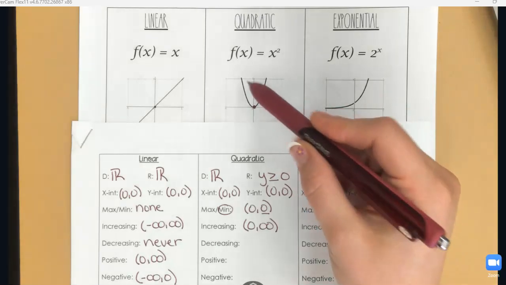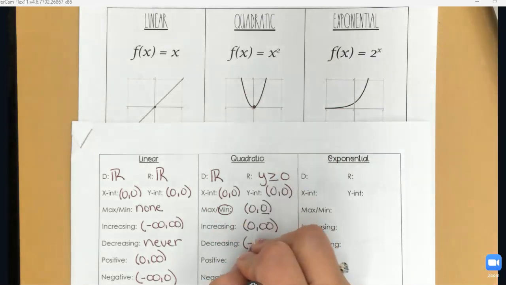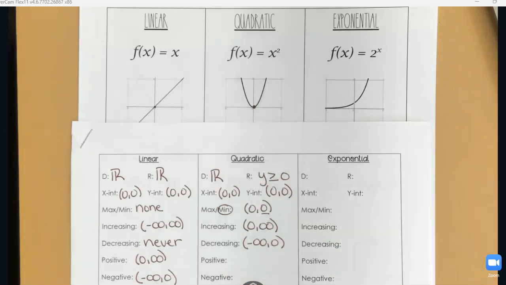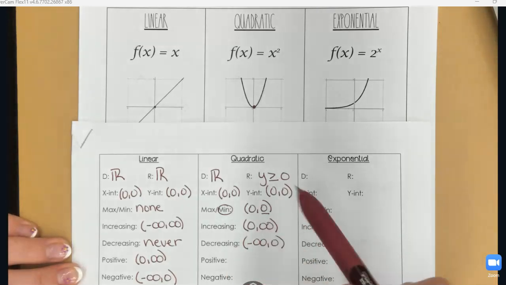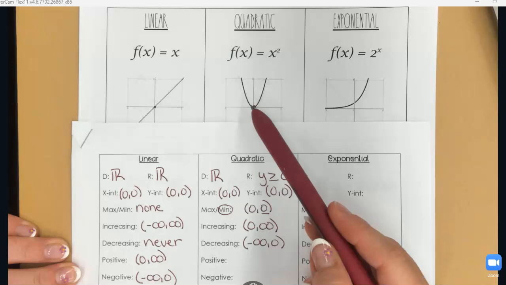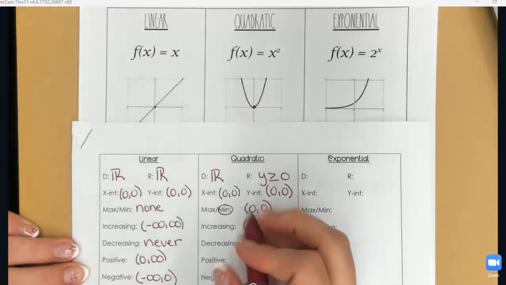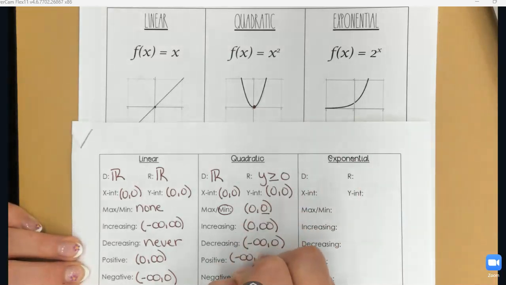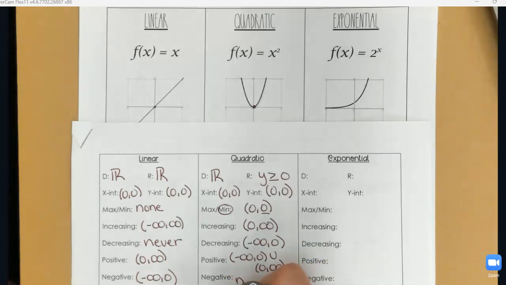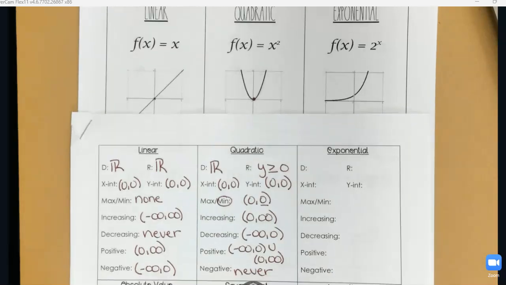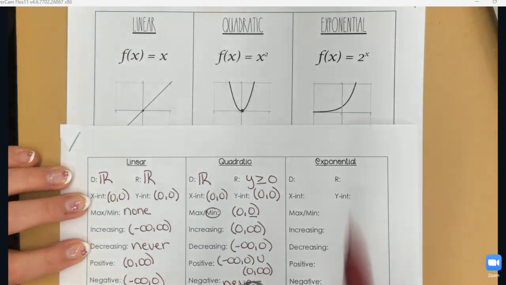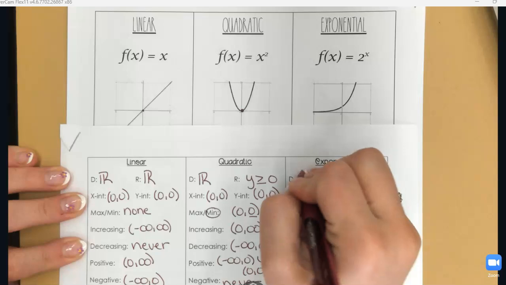So it's increasing on the right and decreasing on the left from negative infinity to 0. Again, I'm not going to include the 0. And this is positive everywhere except at 0. So I'm going to do those 2 intervals to reflect that at 0 we are excluding that, and it's never negative. On to exponential. My domain is all real numbers.